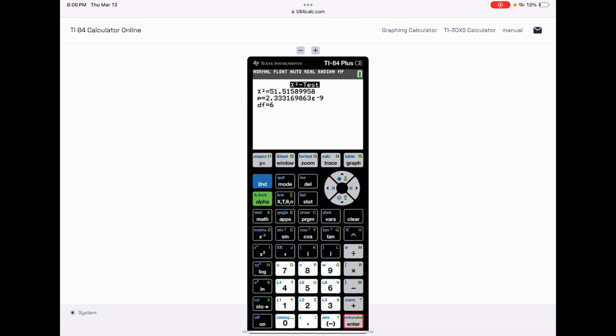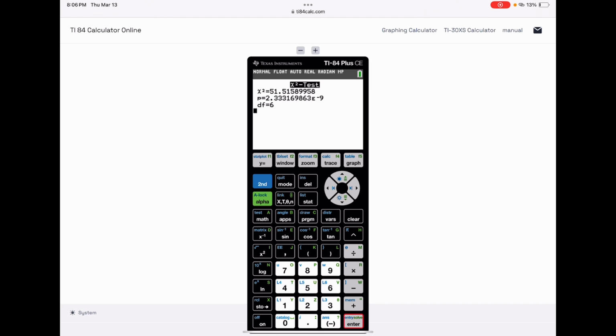Our degrees of freedom is 6. What you will note is degrees of freedom are the number of rows minus 1, multiplied by the number of columns minus 1. So this was 4 by 3. 4 minus 1 is 3. 3 minus 1 is 2. So 3 times 2 is 6. Those are our degrees of freedom.